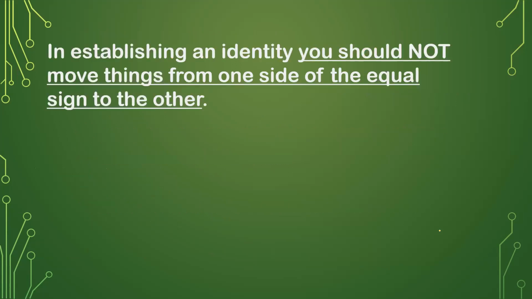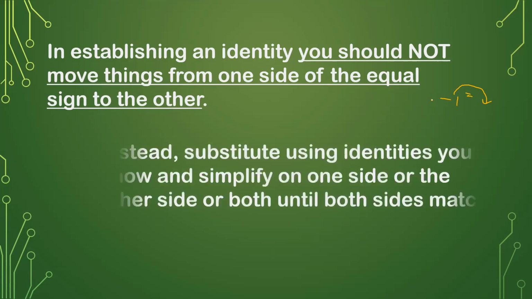Okay. In establishing an identity, you should not move things. This is very important, no? You should not move things from one side, yung mas kilala natin bilang transposition, from one side of the equal sign to the other. Okay? Kunwari meron tayo ditong minus 1, it's not proper to move the minus 1 to the other side para maging plus 1 kasi we haven't established the identity. Okay? So, instead, ang gagawin natin is to substitute using the identities na alam na natin and simplify on one side or the other side or both until both sides match.